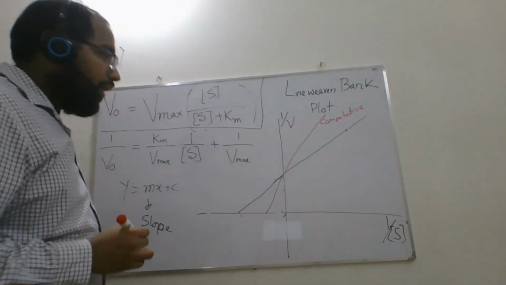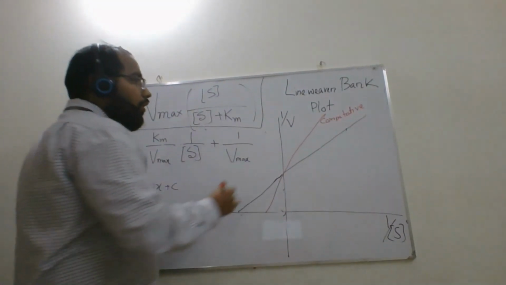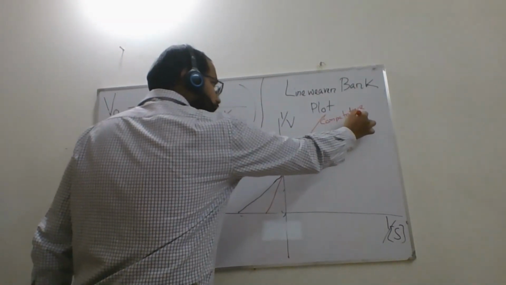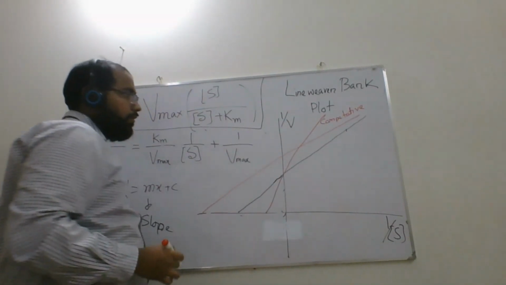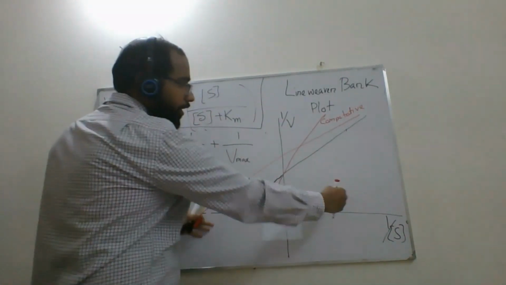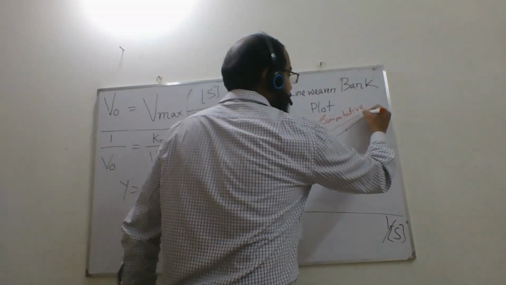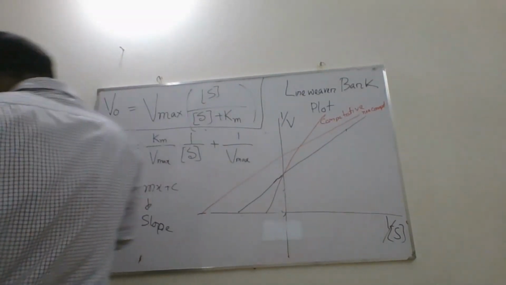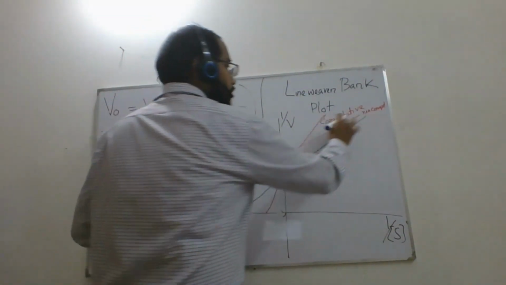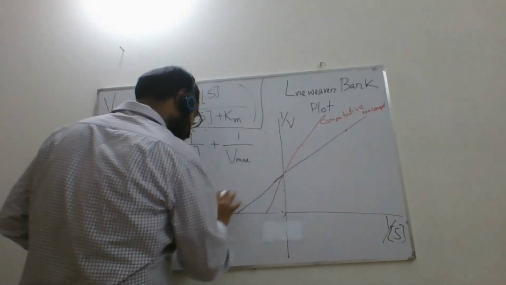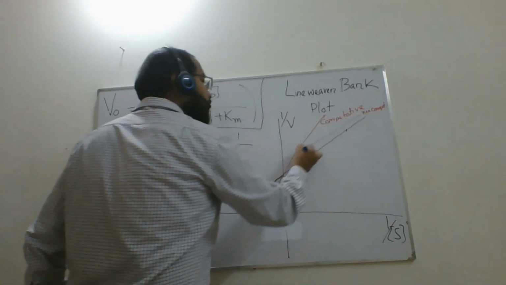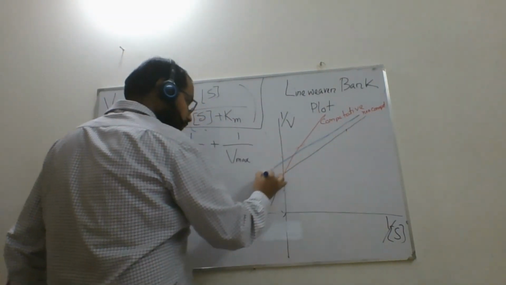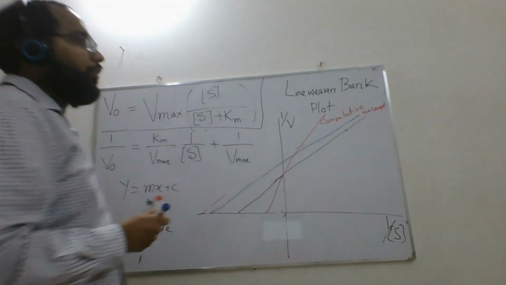Now, if it is non-competitive inhibition, then it will be like that. That means the broadening. Non-competitive. I can use another color for this one. It will be easier for you to understand. Don't bother about the lines, I am not good at lining. This is the non-competitive inhibition.